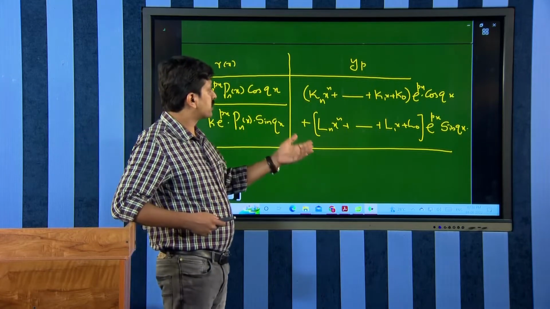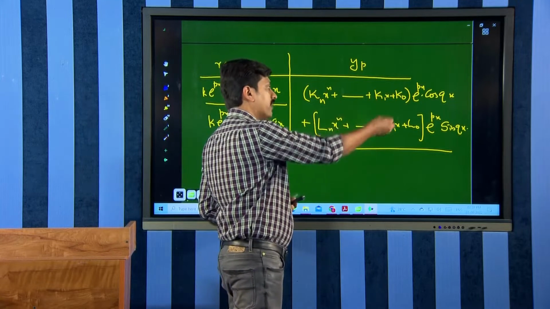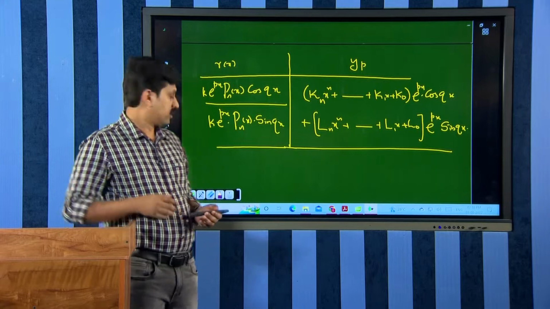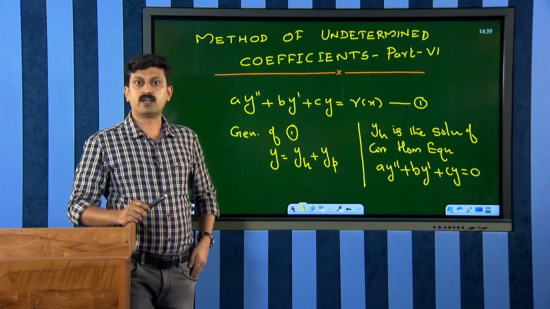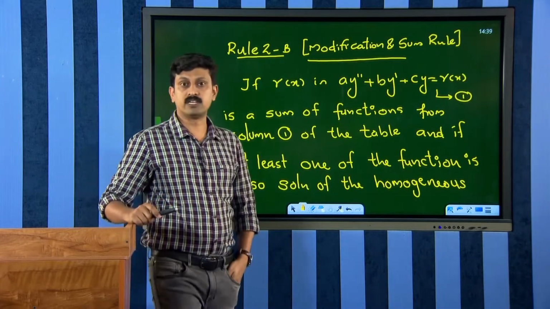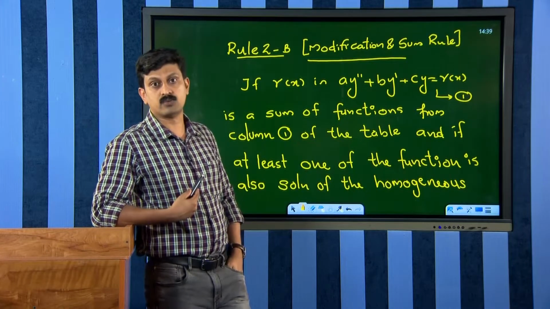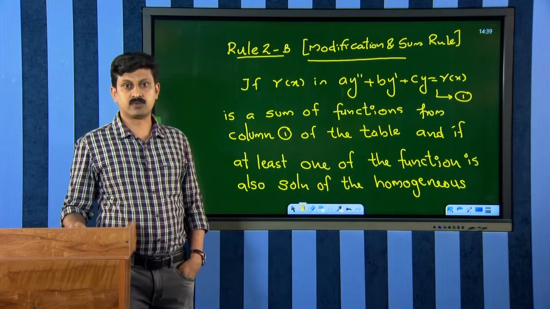After applying all that, we get the particular values for these constants, and we just replace the constants here. So we will get a particular yp for us. Dear students, here we are also discussing one more rule, that is rule B. We already discussed the modification rule and the sum rule. This is the combination of the modification rule and sum rule.